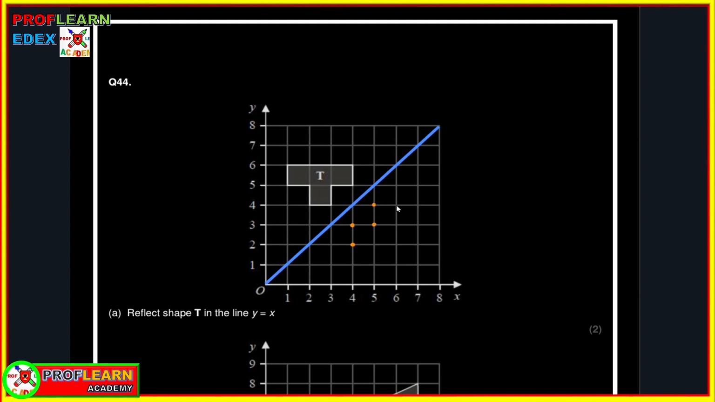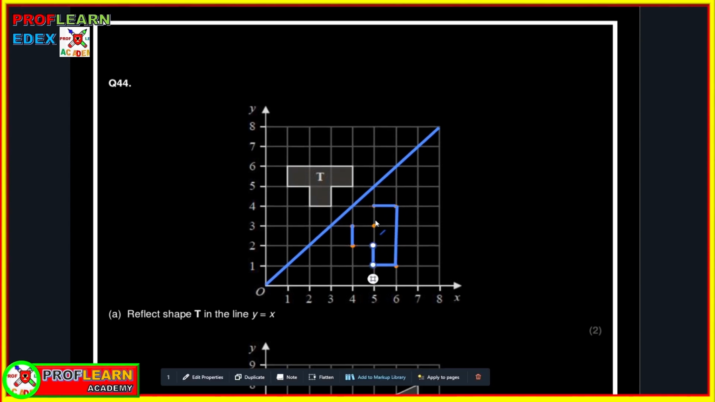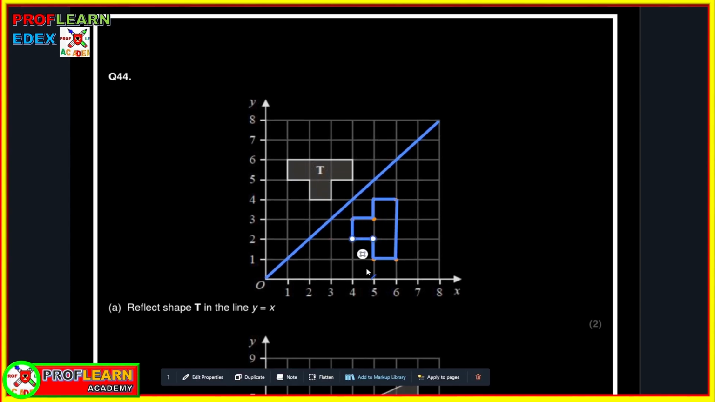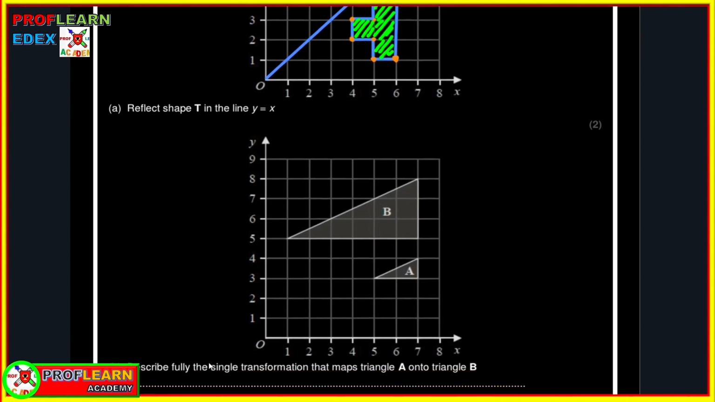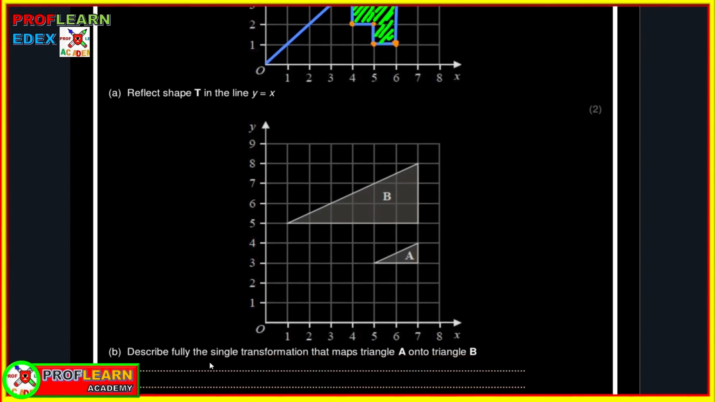You can do it, download this paper so that you can do it and reflect it. Check if you can get that same shape that I've obtained. So if I join all the points, I'm getting that finally my shape is going to look like this, and I will have it here and I call it shape T. So that is it.